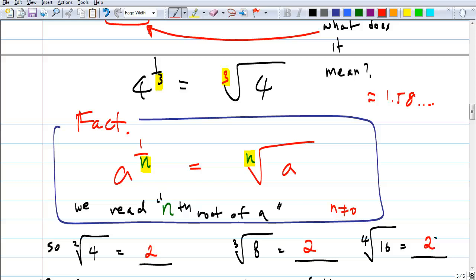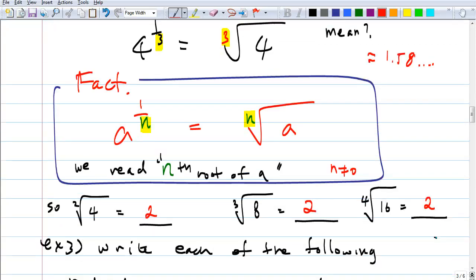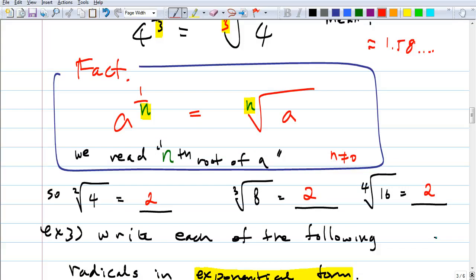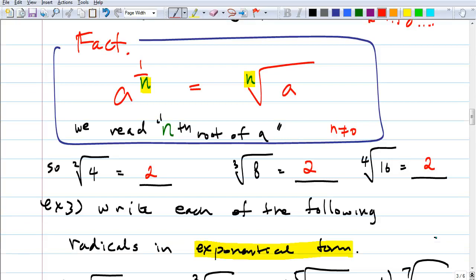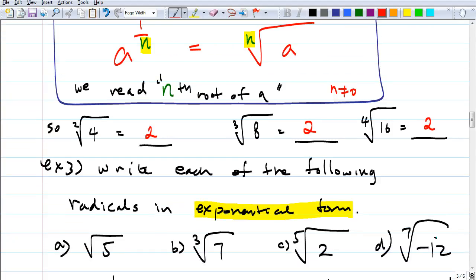All right. So if you got that, then let's look at example 3. We're going to kind of do it backwards now. Do we need more time? Does anybody need more time too? Okay. So we're going to do it backwards. It says, write each of these following radicals in exponential form. So we're kind of going backwards. You know how we had these in radicals? Now we change into, we're going backwards. So let's do A, B, C, and D.